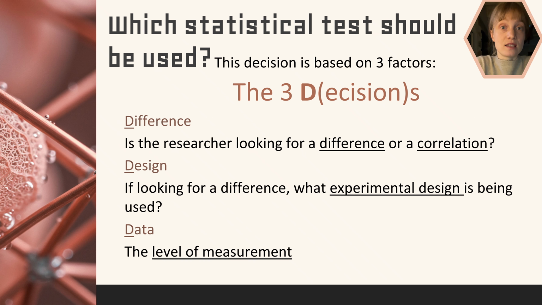Choosing the right statistical test depends on three key factors, so you have to make three decisions. Difference. Are you looking for difference between conditions or a correlation between variables? Design. If it's a difference, what's the experimental design? Independent groups, repeated measures, or matched pairs, or in other words, unrelated or related. And data. What is the level of measurement? Nominal, ordinal, or interval. So we'll go through each of these now, step by step, because your ability to choose the right test depends on these.